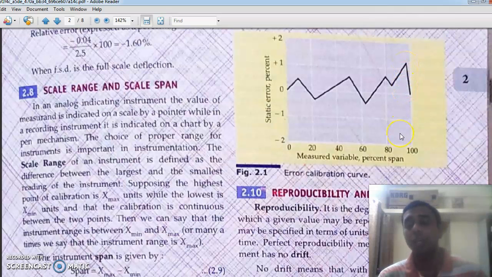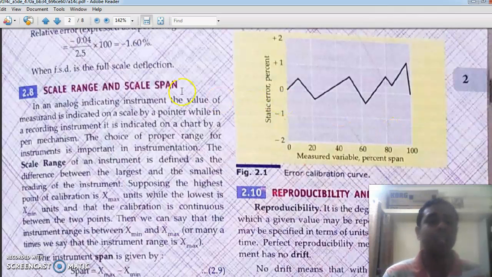So you can get an idea of how error varies. Error is not a constant. While we make different readings, percentage error also varies. Such a curve will give an idea of how much error is induced in the measured value. So this is very important. The calibration curve helps in making corrections. Okay, so that is very important.